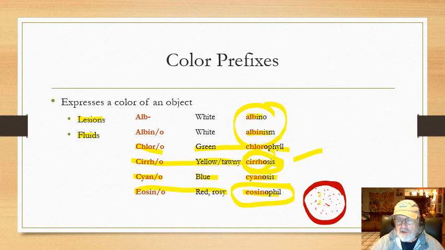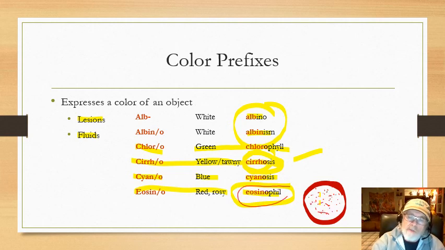We see eosinophils in cases of people with parasites, and allergies are probably the biggest thing. I hate commercials. I fast forward through them. Most of them are garbage. But if you remember, there was a commercial about asthma. Asthma associated with high eosinophil counts makes sense, because a lot of people with asthma also have what? Allergies, and the allergies trigger the asthma. So these people have a higher than normal number of these eosinophils, these white cells with red granules when they stain them. So eosino means red or rose.